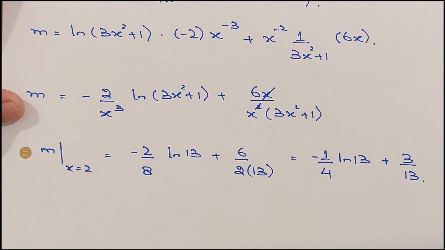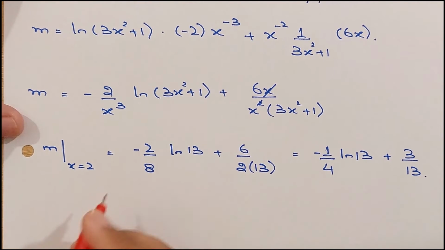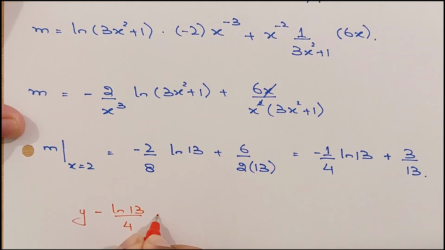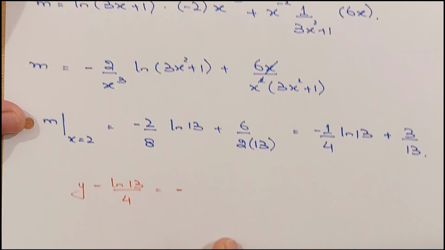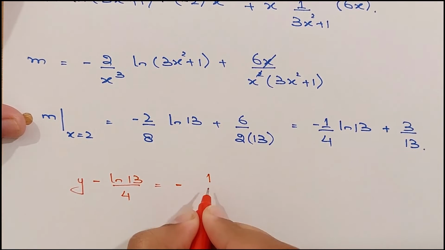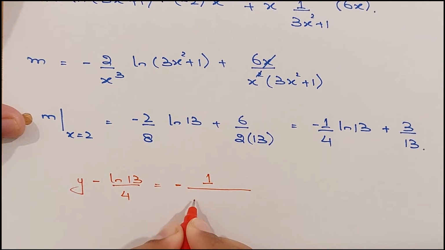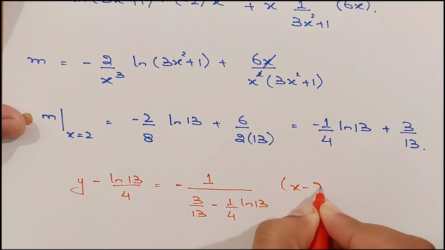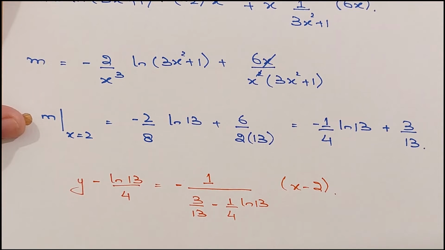Now let me write down the equation of normal, right? So we have m. y minus y naught, which is natural log of 13 by 4, equals minus 1 by m, the reciprocal of this, right? So we have 1 divided by 3 by 13 minus 1 by 4 natural log of 13, times x minus x naught. This x naught equals 2, right?